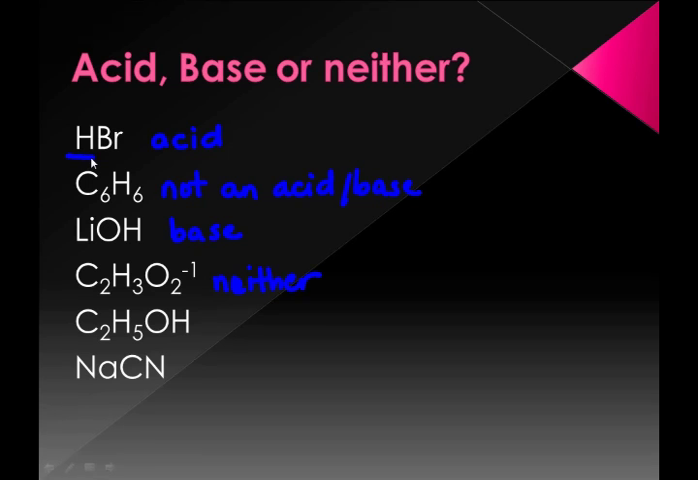C2H5OH looks like it has a hydroxide in it. We see that OH there at the end of the compound, but what we don't see is a metal. Because we don't see a metal, this compound only contains nonmetals. It's a covalent compound and does not contain a hydroxide ion. So this is neither as well. Last, we have NaCN, no H's or OH's in this, so it's not an acid or a base.